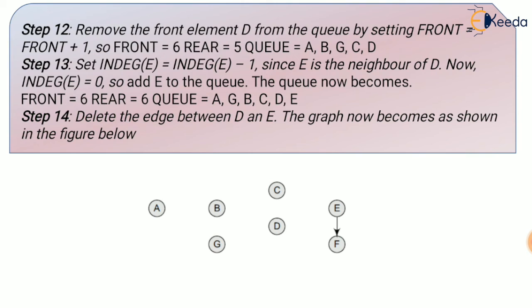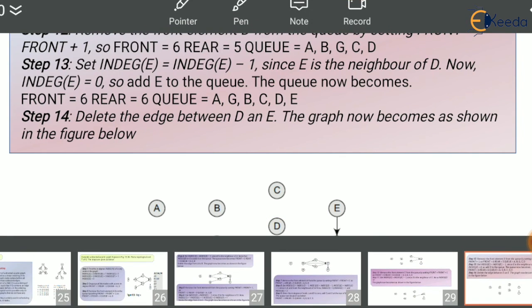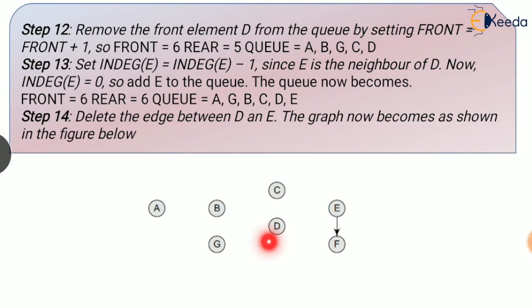Now in step number 12, what we are doing is removing the front element D from the queue because it has in-degree 0, initially. So by setting front equal to front plus 1, now front is equal to 6, rear is equal to 5, because it has 5 elements in the rear. Now in-degree of E is equal to in-degree of E minus 1. The edge is cut because D has in-degree 0. Now the in-degree of E is 0. Now we are adding E to the queue. Okay, so now the queue becomes A, G, B, C, D, E.